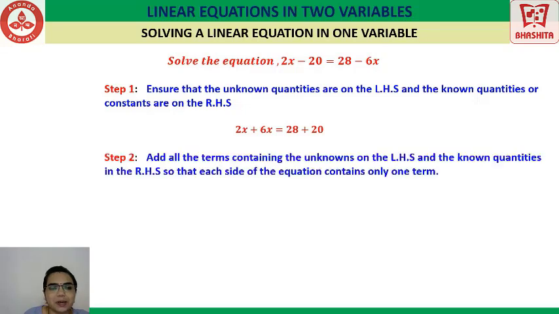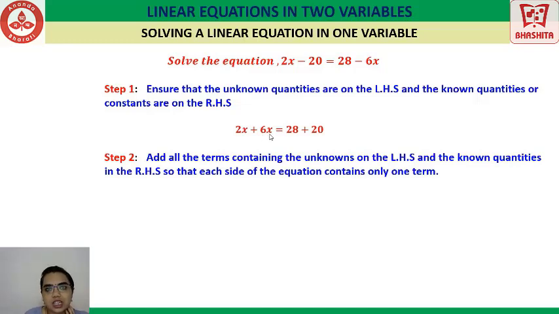Okay, let us see the next step. Add all the terms containing the unknowns on the left hand side and the known quantities on the right hand side so that each side of the equation contains only one term. Now, on the left hand side we have two terms, and on the right hand side also we have two terms. We have to add all the quantities on the left hand side and also on the right hand side individually, so that we have only one term on each side of the equation. So what do we get?